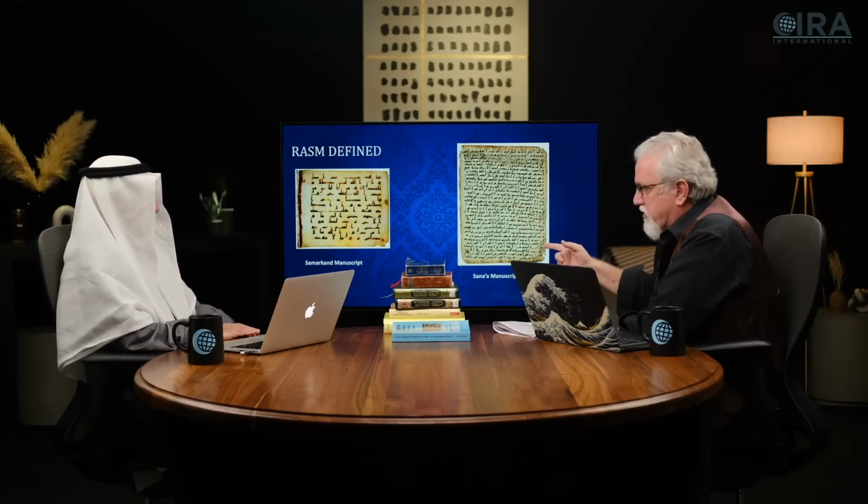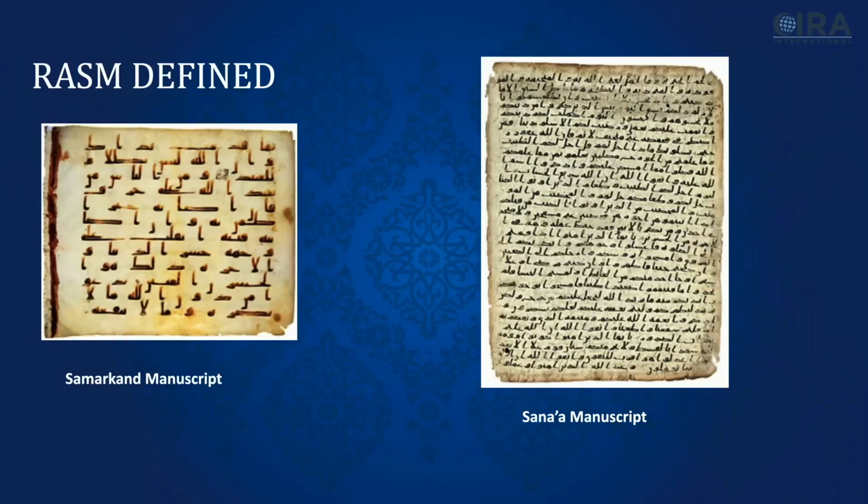So there was a problem because this was a very crude text. It was being lifted from the Aramaic. That's why it's very similar to the Aramaic, and yet it could not be read. And so they had a problem. So they needed to solve that problem. So here's the Sana manuscript written in about 705. There's the Samarkand, which is written about 719, 720.